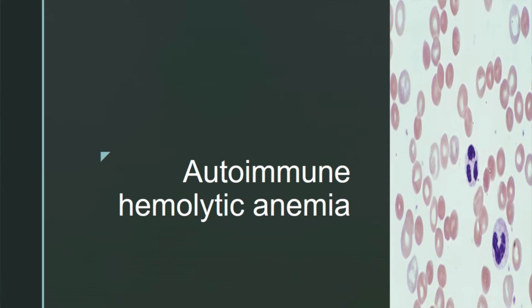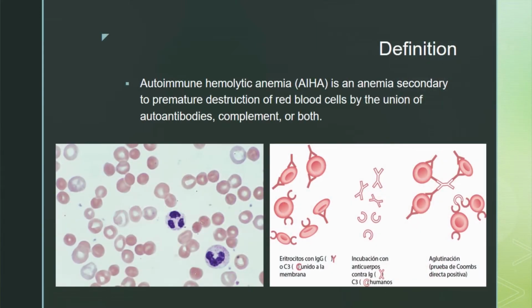Let's keep going. Autoimmune hemolytic anemia is an anemia secondary to premature destruction of red cells by the binding of autoantibodies, the complement system, or both.